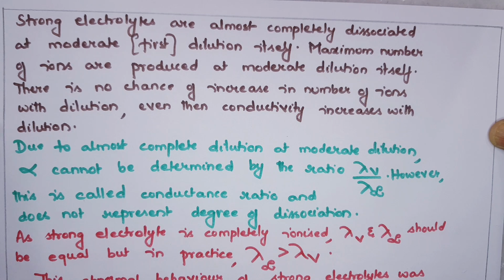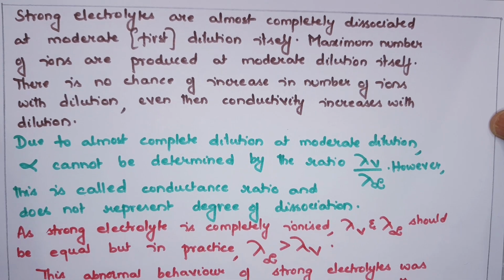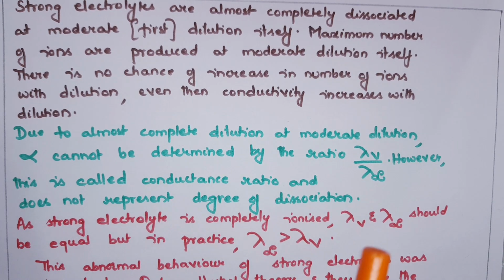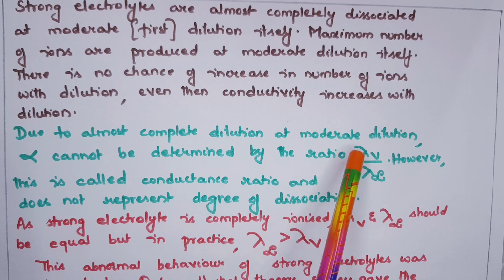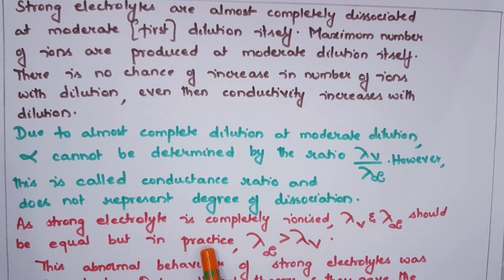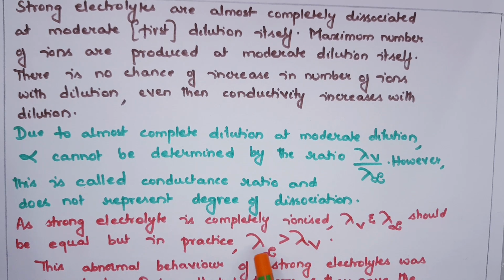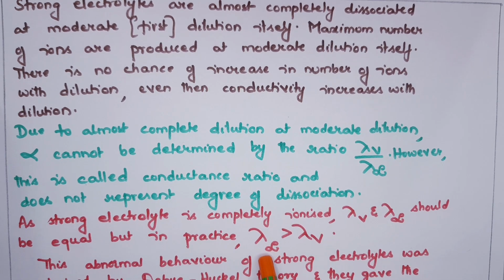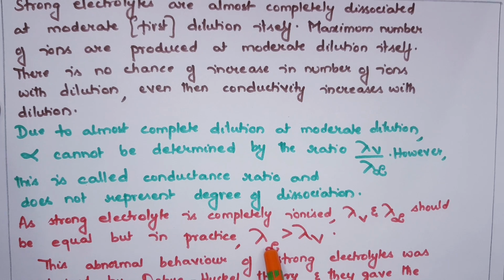Now, as strong electrolyte is completely ionized at moderate dilution itself, lambda V and lambda infinity should be equal, students. At infinite dilution, how many ions are there? At first dilution itself, those many ions are being produced. Okay. So, lambda V and lambda infinity should be equal in the case of strong electrolyte. But in actual practice, lambda infinity is greater than lambda V, or lambda V is less than lambda infinity. Okay. So, what is the reason for this abnormal behavior of strong electrolytes?